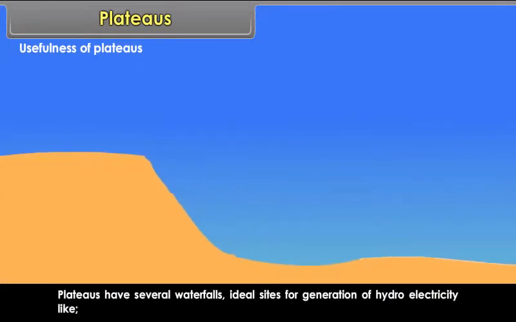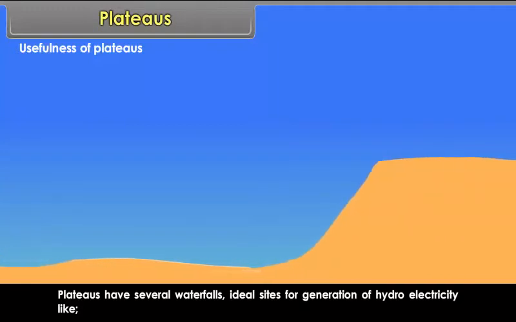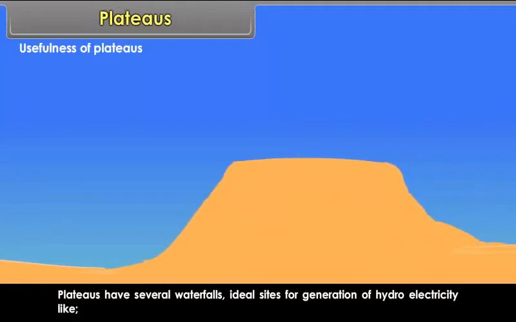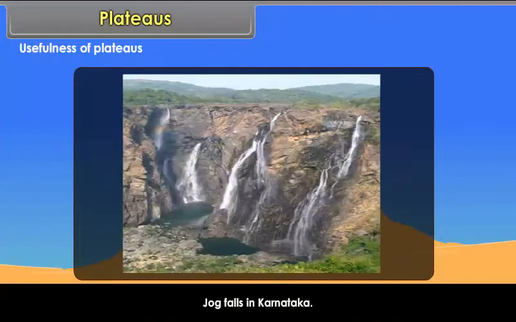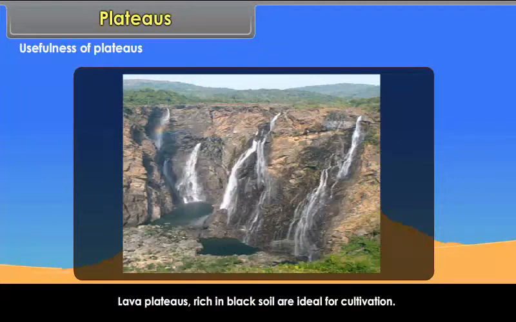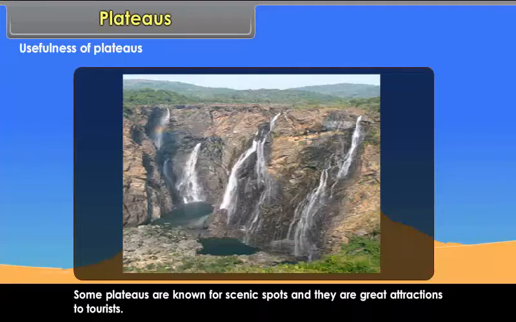Plateaus have several waterfalls. Ideal sites for generation of hydroelectricity like Hundru Falls in Chota Nagpur Plateau on river Subarnarekha. Lava plateaus rich in black soil are ideal for cultivation. Some plateaus are known for scenic spots, and they are great attractions to tourists.